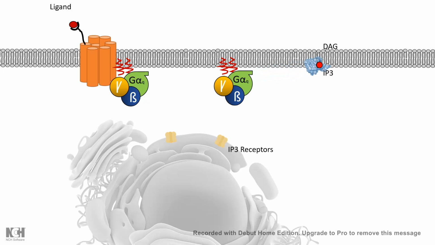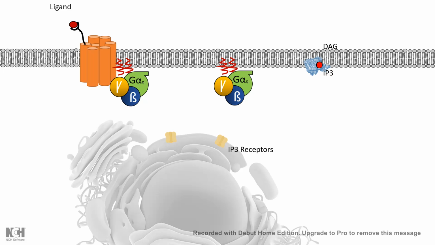Now, phospholipase C cleaves one specific type of phospholipid present in the membrane itself, known as PIP2. It cleaves it and forms IP3, inositol 1,4,5 trisphosphate, and diacylglycerol.